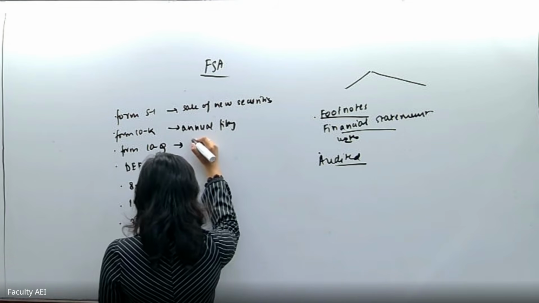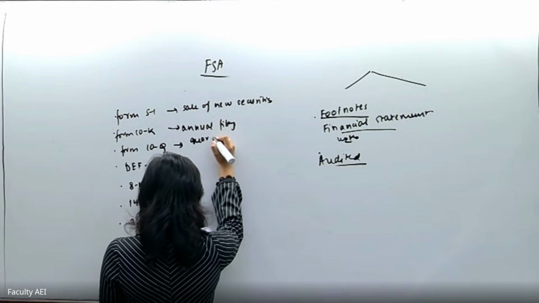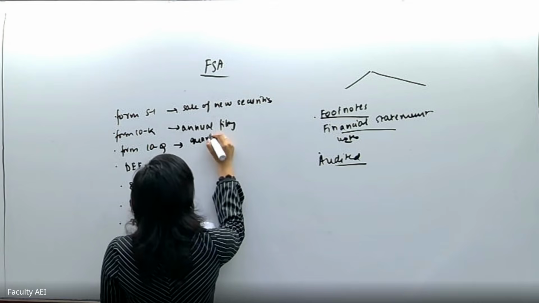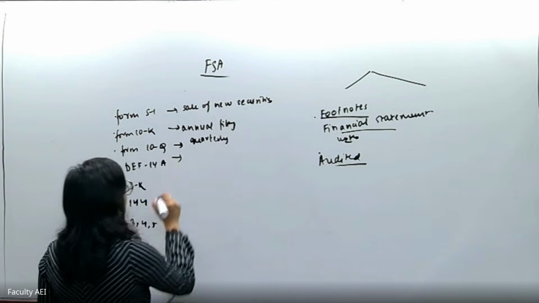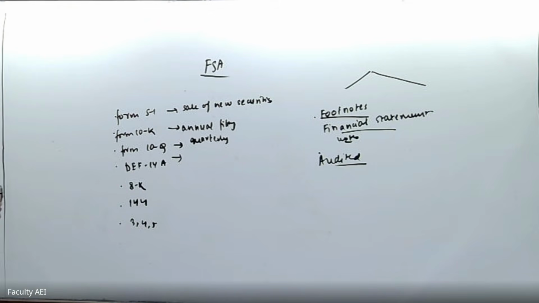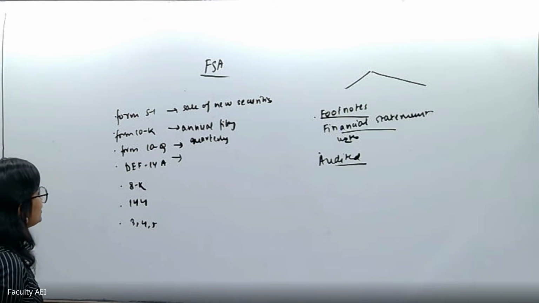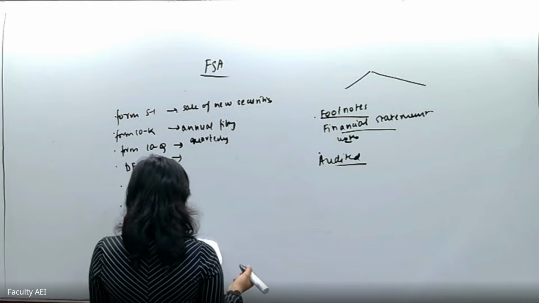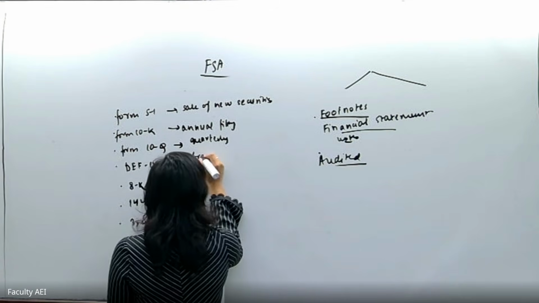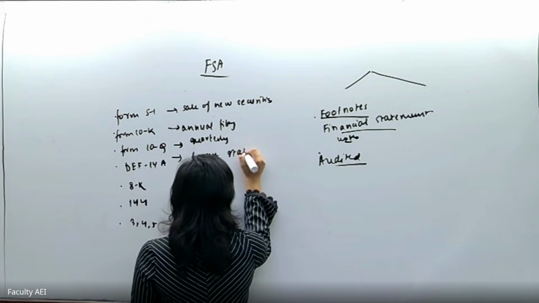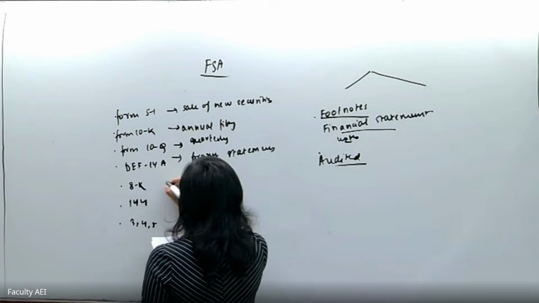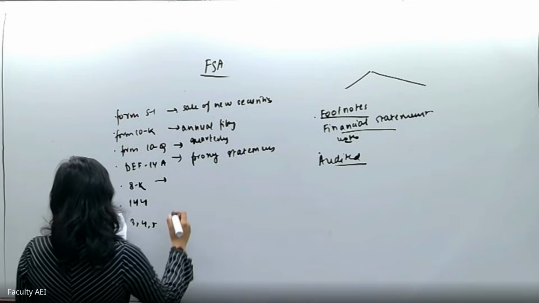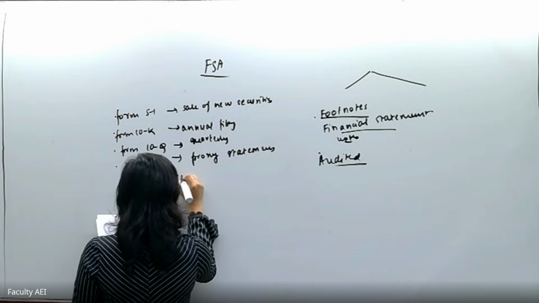Form 10-Q is filed quarterly, about whatever changes have happened in the quarter, if there are any significant changes. DEF 14A is filed when proxy statements are issued. Whenever proxy statements are issued to the shareholders, along with that, you also need to file DEF 14A. Form 8-K is filed to disclose material events.